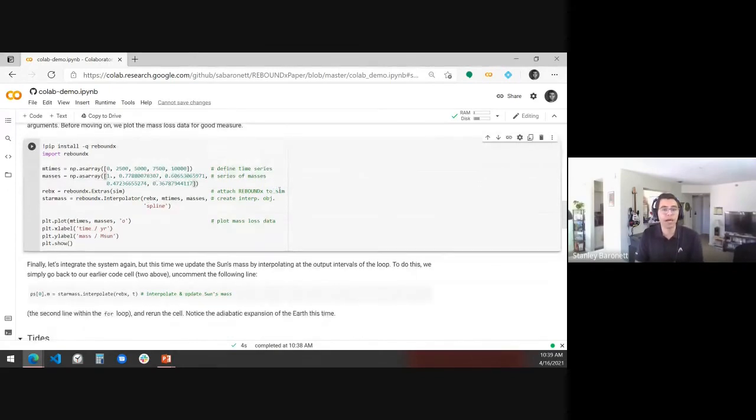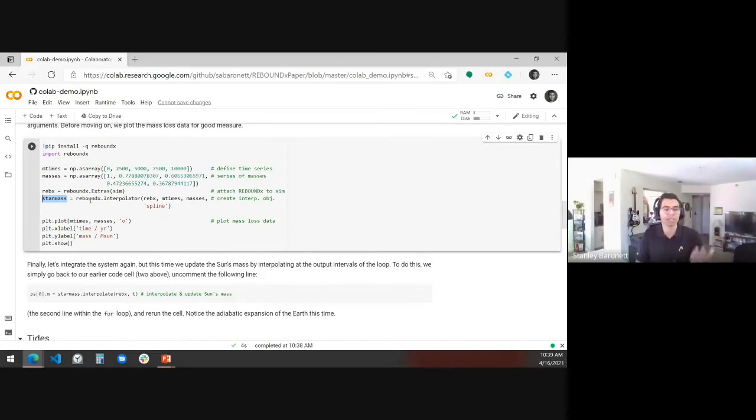And then this next line is where we're going to introduce REBOUNDx. So we load REBOUNDx and attach it to the simulation. And then again, there's no loading explicitly required for this interpolation. All you have to do is create what we call an interpolation object. And you'll have one of these objects for every parameter that you want to interpolate. So hypothetically, if you want to also track the Sun's radius, as we did in some of those plots that we showed, that will have its own object.